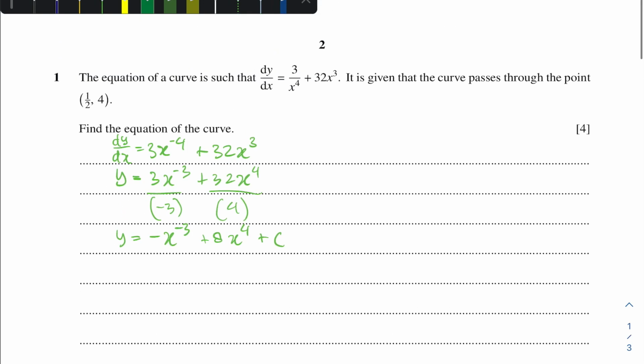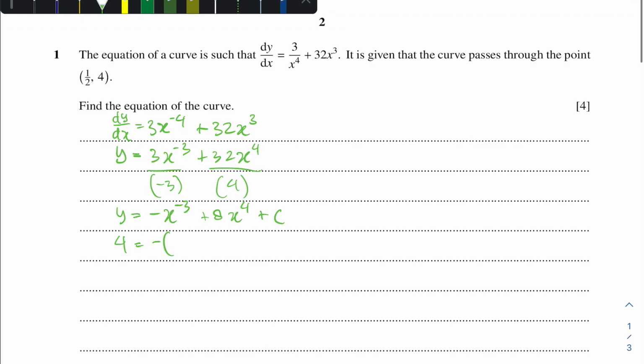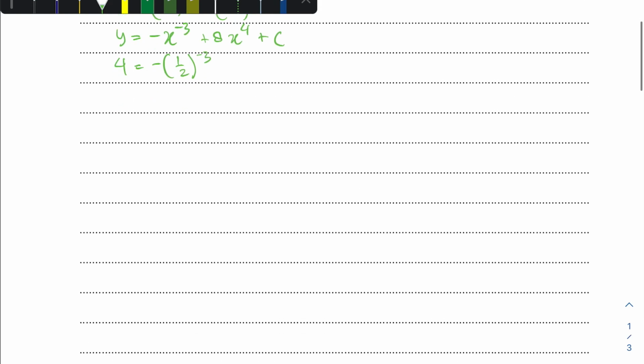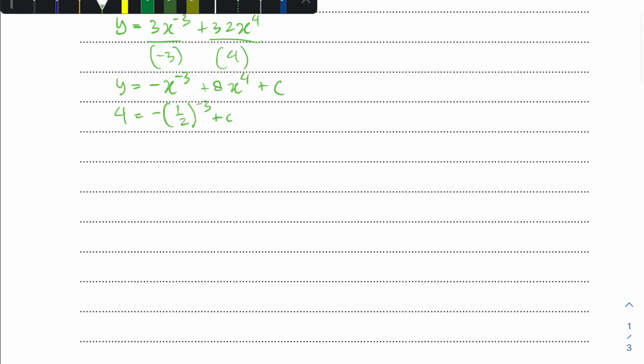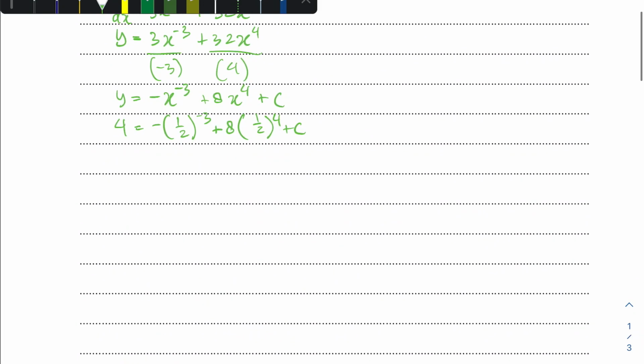And now we can simply substitute the x and y values of the given point into each of the x's and y. It's going to be y equals negative x, where x is a half, to the power of negative 3, plus 8, and x is a half again, to the power of 4, plus c. Then we calculate it with our calculator.